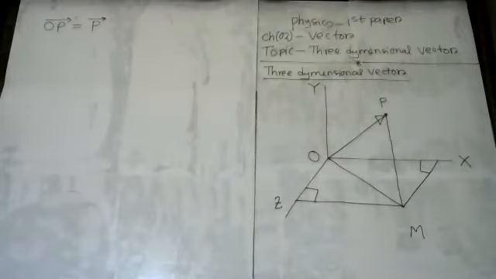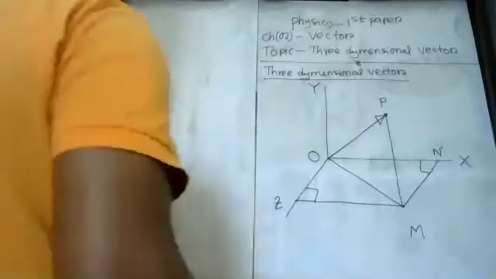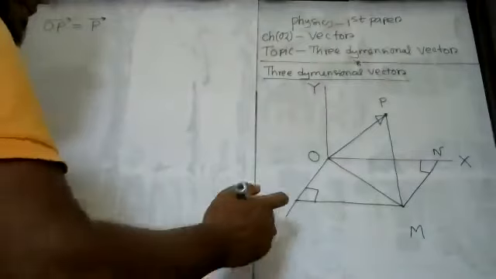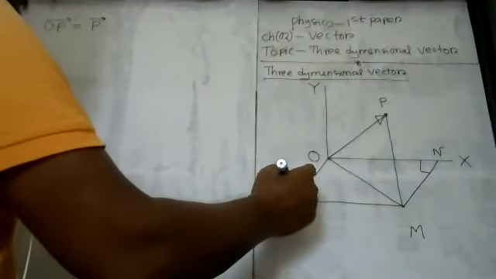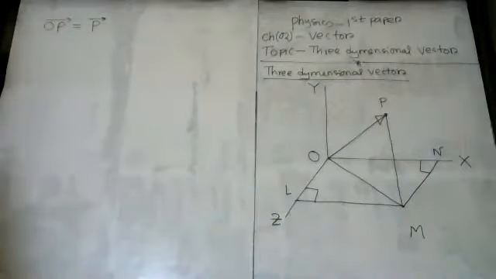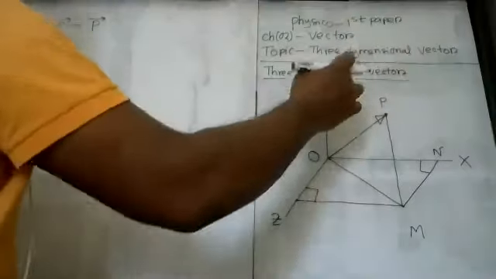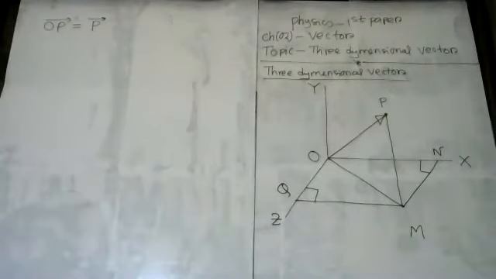Suppose on the x-axis, this point is point N, and on the z-axis, this is L, okay, this is for the z-axis. Or suppose this is Q. Since this is P, suppose this is Q. So in the first case, my dear student, I'm going to find out the vector presentation of this 3D vector.